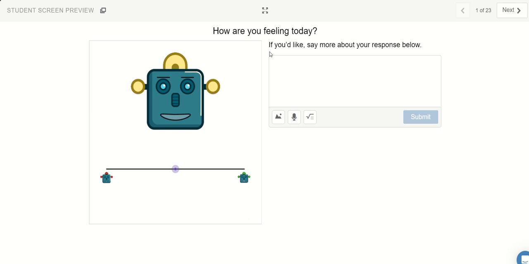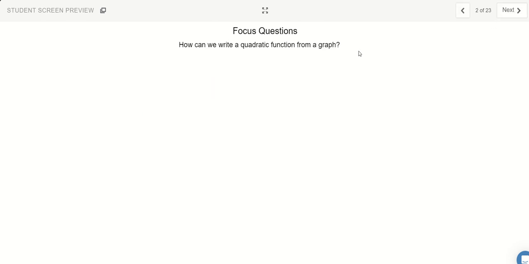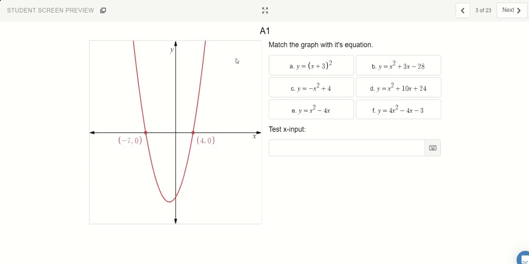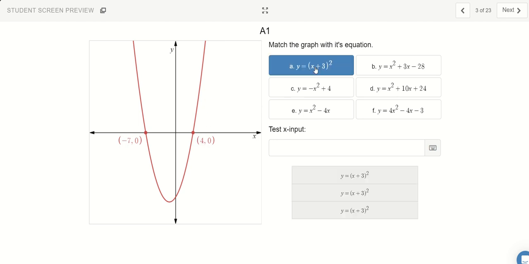In this video, we're going to be going over investigation 5.1.5. Our focus question is, how can we write a quadratic function from a graph? One way to test whether an equation matches a graph is by testing some x values. For example, for this parabola, you know that the x inputs of -7 and 4 should make the height of the parabola equal 0. Let's try the first one.